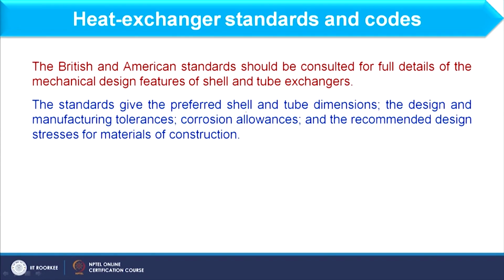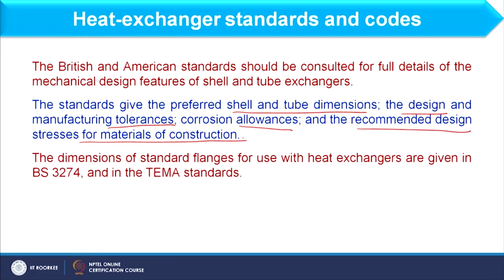So, the standards give the preferred shell and tube dimensions, the design and manufacturing tolerance, corrosion allowance, and the recommended design stresses for material of construction. So, whatever the stresses would be, you can choose the material of construction, you can choose the thickness of the shell and the thickness of the tube, but that comes under the mechanical aspect. Further, dimensions of standard flanges for use in heat exchangers are given in BS 3274 and in TEMA standards also.